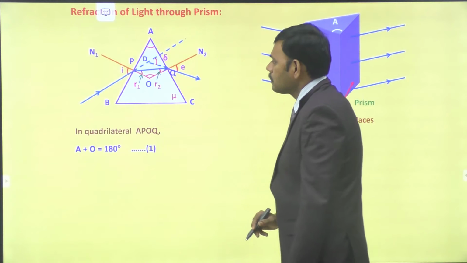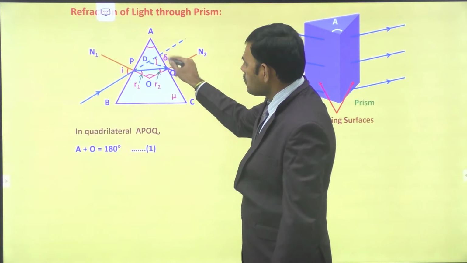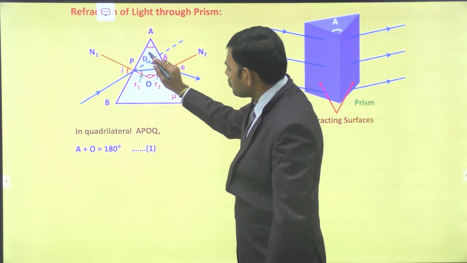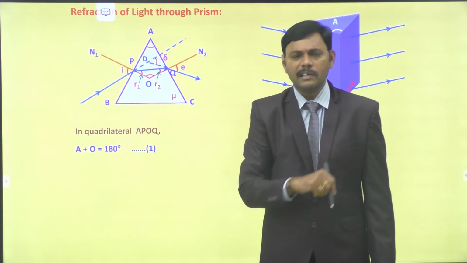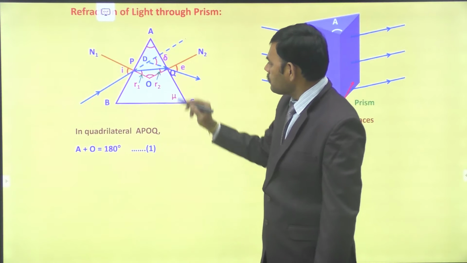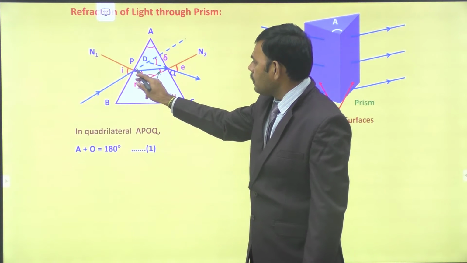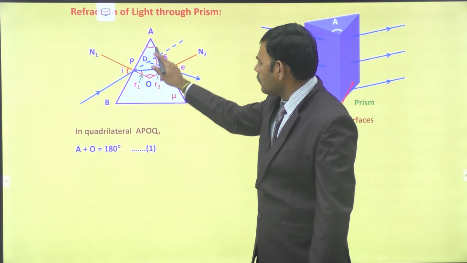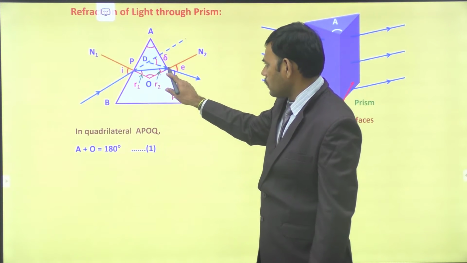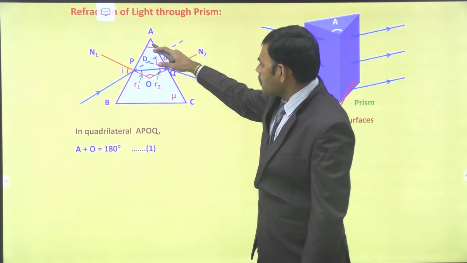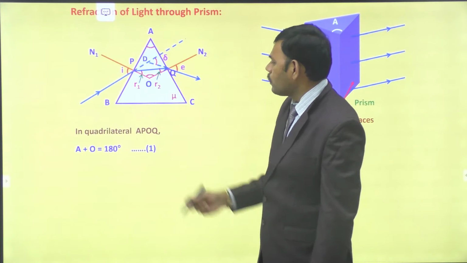So we write it: the sum of the four angles in a quadrilateral is 360. Out of these four, the angle at P, that is angle APO, is 90. Angle AQO is 90. So 90 plus 90 is 180. So the remaining sum of the two angles, A plus O, must be equal to 180 degrees.